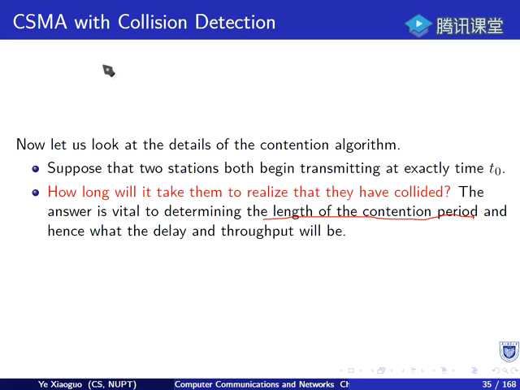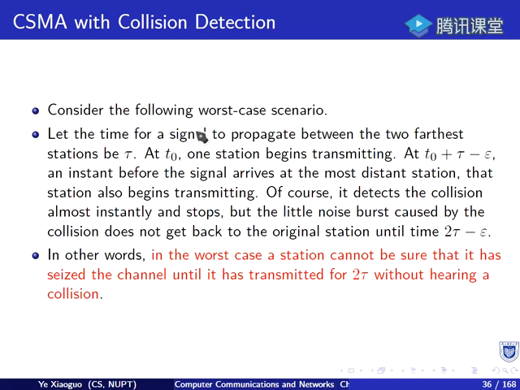So now let's look at the details of the contention algorithm. Suppose that two stations both begin transmitting at exactly time t0. How long will it take them to realize that they have collided? The answer is vital to determine the length of the contention period. Consider the following worst case scenario.